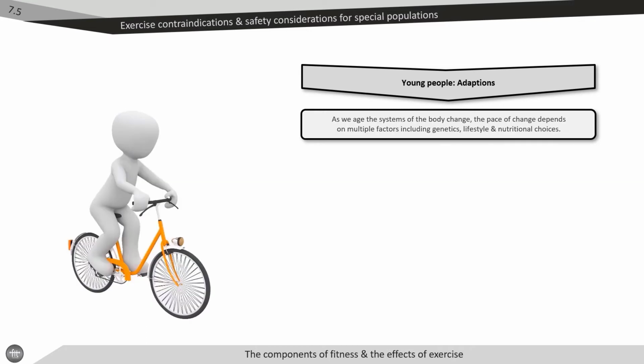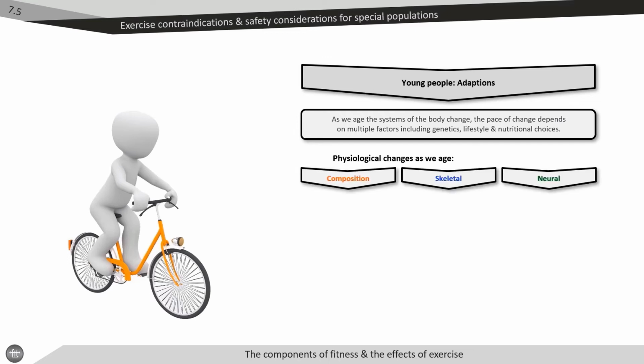As we age in our teenage years, the systems of the body are rapidly changing. This pace of change depends on multiple factors, including genetics, lifestyle, and nutritional choices. We look at some of the changes in young people now in respect to body composition, skeletal, and neural changes as growth and development occurs during this time.